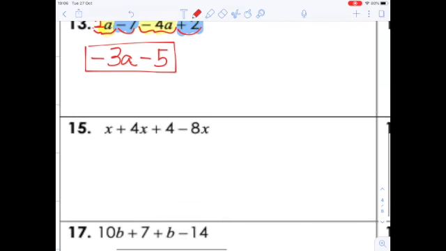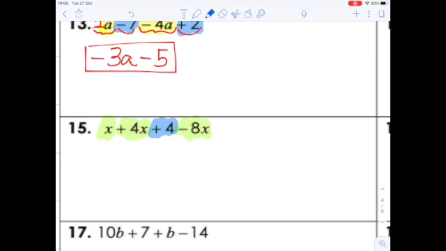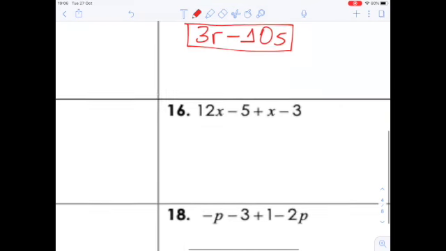Number 15, we're going to have x plus 4x plus 4 minus 8x. Identifying like terms, over here we only have one kind of letter, which is x. So x plus 4x minus 8x are like terms, and plus 4 is a different kind of term because it doesn't have the x. Now all we have to do is combine. Remember, this is a 1x, so I'm going to have 1x plus 4x, which is going to give me 5x, and 5x minus 8x is going to give me minus 3x, and plus 4, I have to leave it there because there's no one else to add it with.